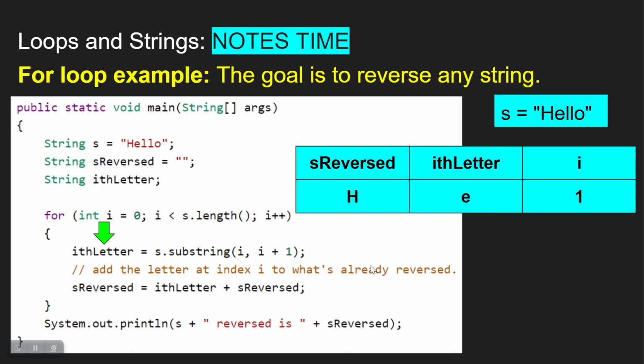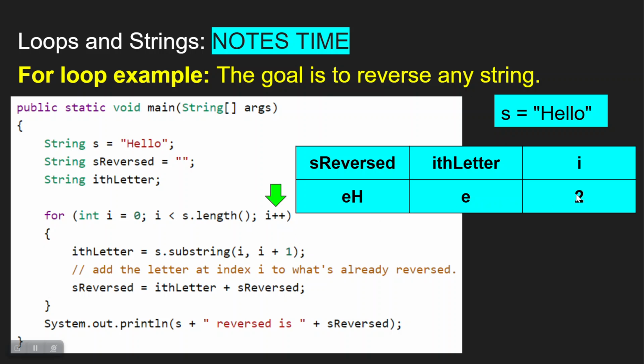And now sReversed equals ithLetter plus sReversed. So the ith letter is E, so that's going to go first, and then it's going to get added to whatever is currently in sReversed, which is currently the letter H. So when we put them together in that order, it becomes EH, because sReversed is now the ith letter plus sReversed. So whatever letter we pulled out up there goes at the beginning, and then the rest of it gets concatenated.